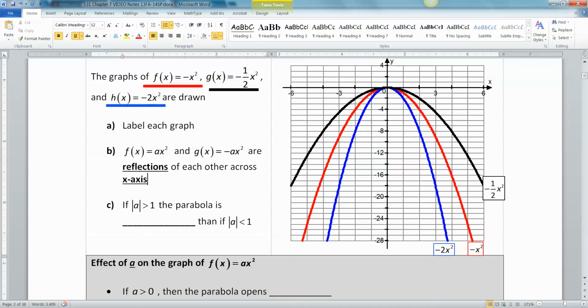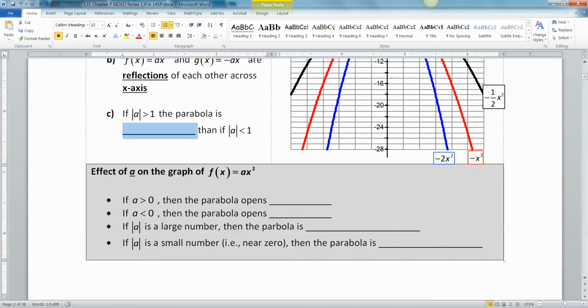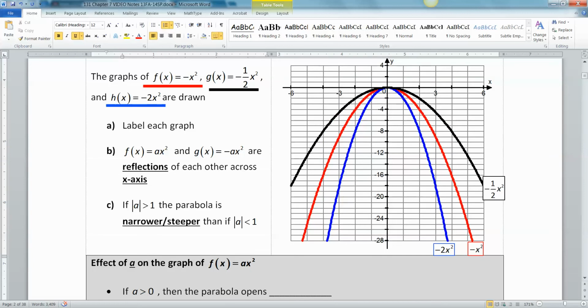All right, then there's something else going on here. If I look at the absolute value, that's what those little vertical lines mean. Don't worry about negative or positive, just look at the absolute value. So if the absolute value is greater than 1, that'd be like the blue one. The absolute value of the blue a right there is 2, right? And then the absolute value is less than 1, that's a half. What happens is the parabola that has an absolute value greater than 1 is steeper, narrower, than if the absolute value of a is less than 1. In other words, if you have a fraction in front, it's going to make it a wider, fatter graph, right?